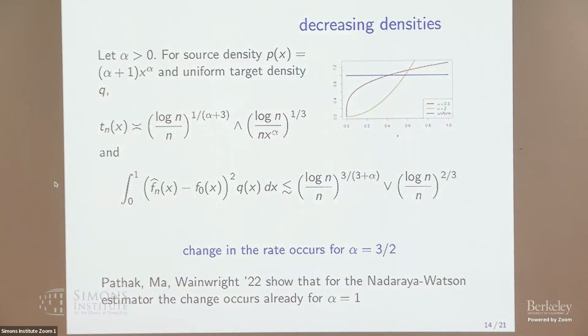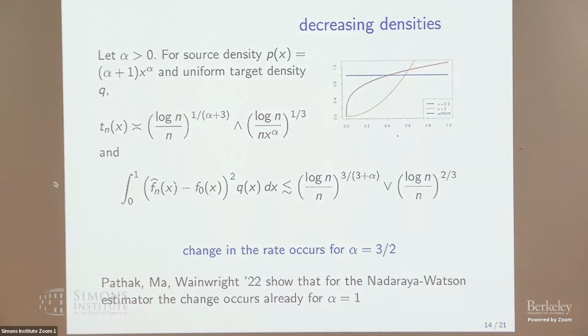So if x is larger than a half, it's n to the minus 1/3 up to this log factor. But then if you get closer to 0 with the x, where you have few observations, that's a low density, then this rate will increase, but it will stop at some point, so it will not increase forever. So the worst case is this log n over n to the 1 over alpha plus 3. So that's what happens on the left side of your plot.